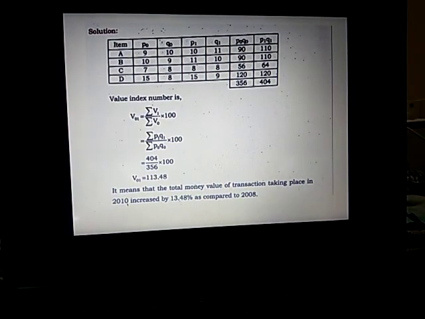We finished discussing the types of index number. Next we'll move on to a few more topics in this unit in the next video.